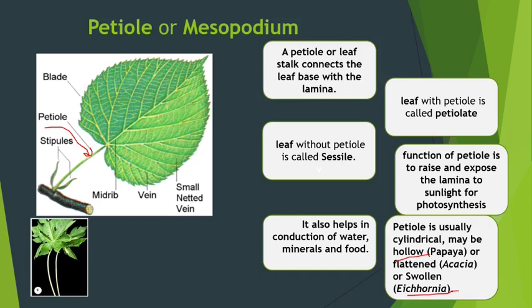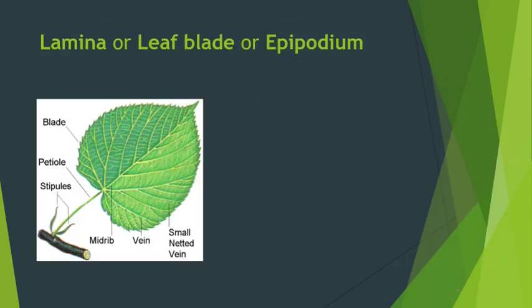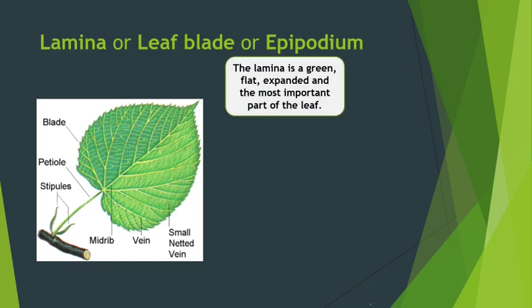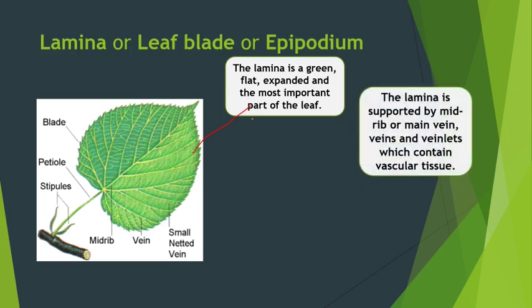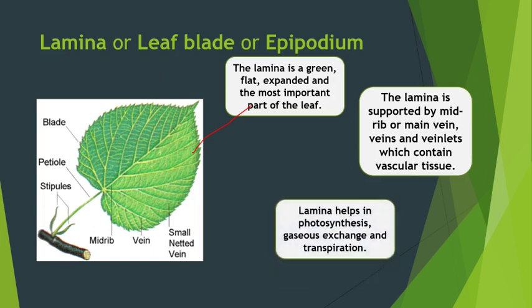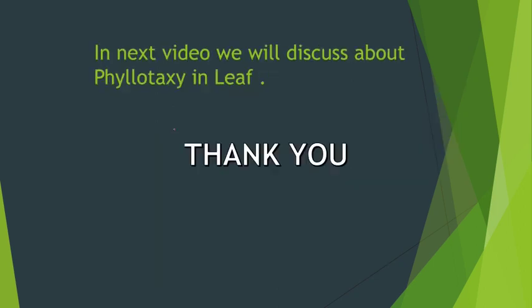So petiole or mesopodium. Lamina, the leaf blade or the epipodium, is this green expanded part, and it is very important because it has chlorophyll pigments which carry out photosynthesis. It has midribs, main veins, veinlets, and vascular tissue. It helps in photosynthesis. This part has the stomata which carry out gaseous exchange and transpiration.